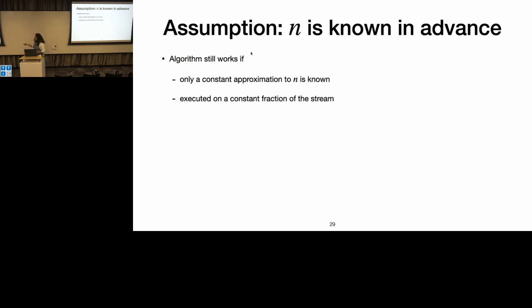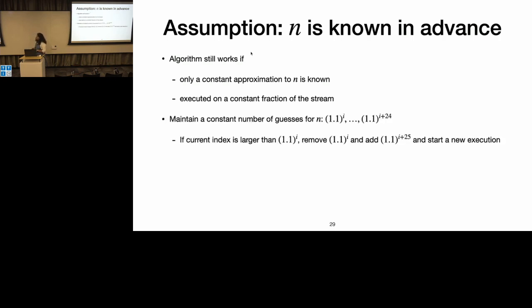Yeah, I'm done. So the point is that our algorithm still works if only we know a constant approximation to n and a constant approximation to F2. So that's what we're going to use to say that, in fact, we can eliminate this assumption that n is known in advance. So the algorithm still works if only a constant approximation to n is known and if it's only executed on a constant fraction of the stream. So our idea is that you basically maintain a constant number of guesses for what n must be. And when you notice that some guess isn't working, you eliminate that guess, add a new guess, and start a new execution of the algorithm.